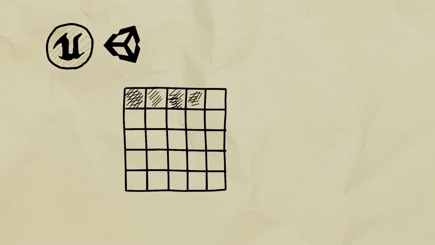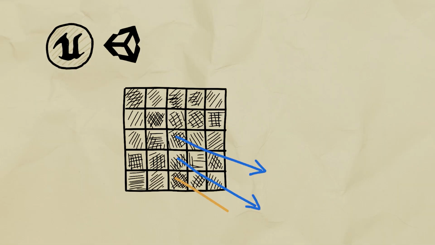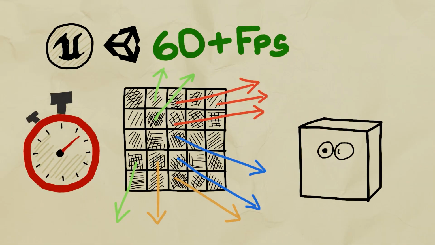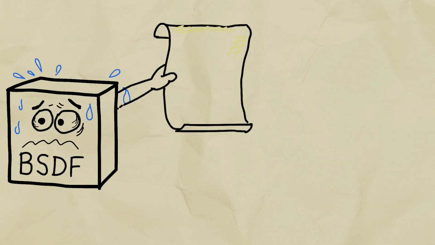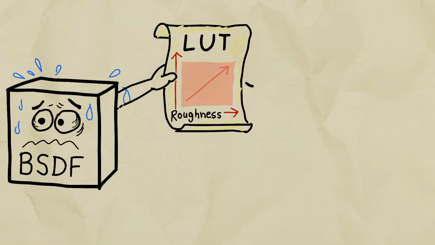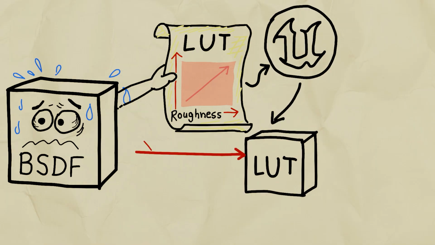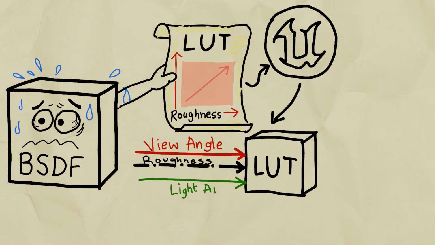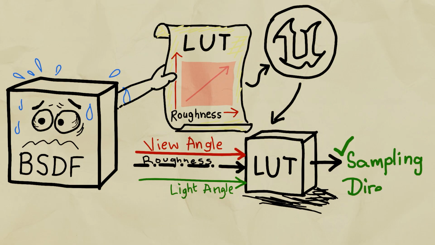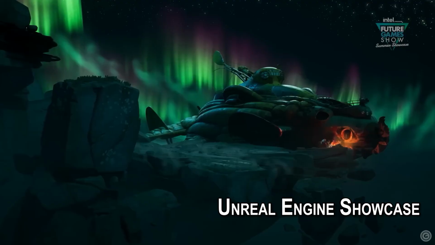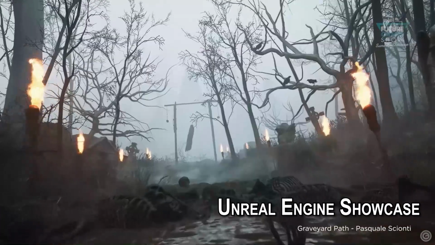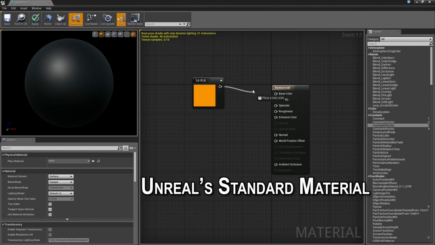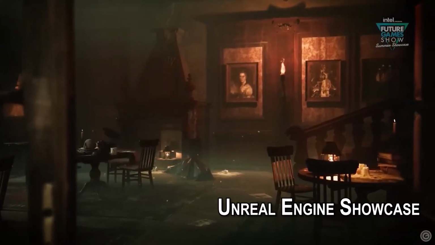Now, let's look at how real-time game engines like Unreal or Unity handle BSDFs. They use the same underlying physics, but since they have to render at 60 plus FPS, they can't afford to calculate the BSDF for every pixel in real time. So instead, they pre-compute a lot of that data and store it in lookup tables, which are called LUTs. These LUTs are like tiny textures that already contain information about how light should behave at different roughness levels, viewing angles, and light angles. When rendering, the engine simply samples those tables instead of redoing all the math, which makes real-time physically based shading possible. This is why Blender's Principled BSDF looks so similar to Unreal's standard material. They're all using the same fundamental models underneath, especially GGX.